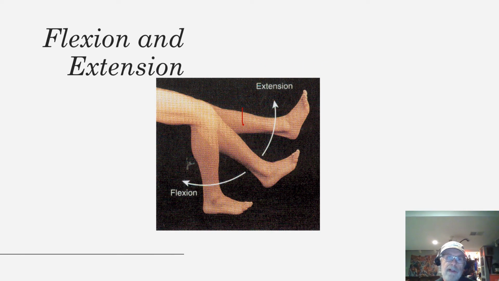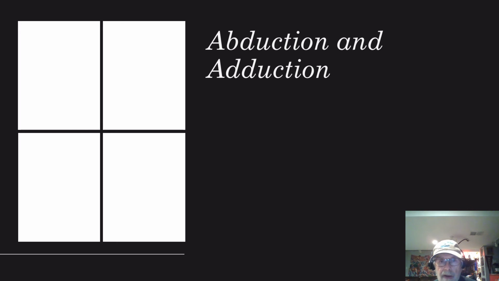Okay, and this is my knee. Knee, if I bend my knee, bring it back, it's flexion. I come out to neutral, and that's called extension. So the angle here is getting greater, extension. The angle here is getting less, and that's called flexion. So that's flexion, extension that we see. Abduction and adduction.